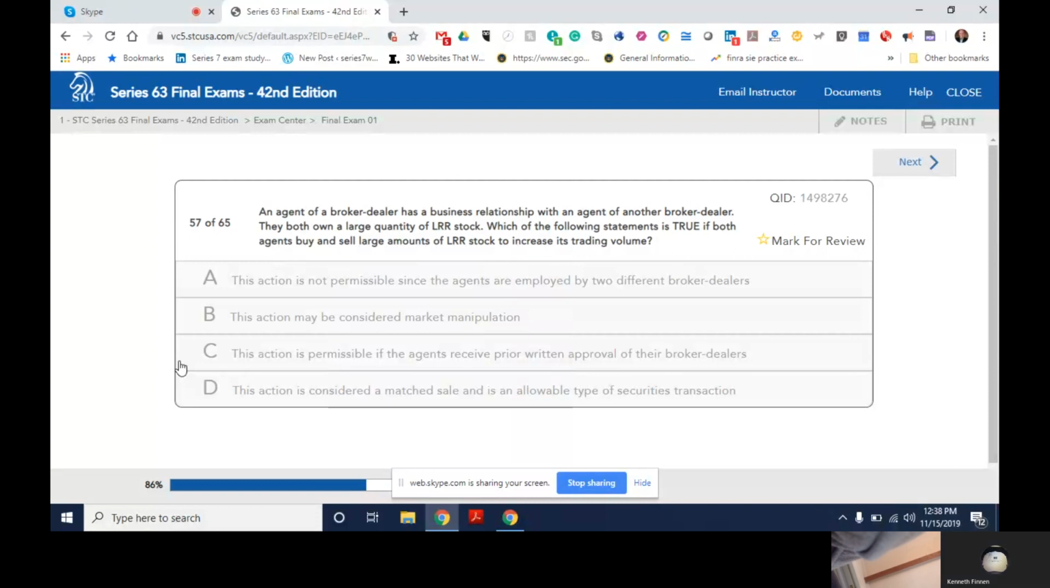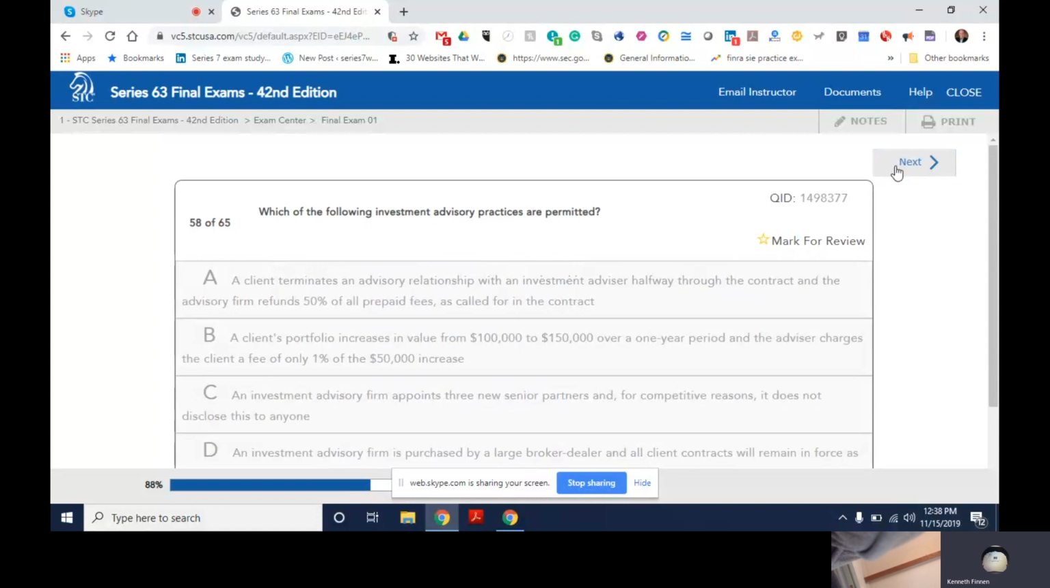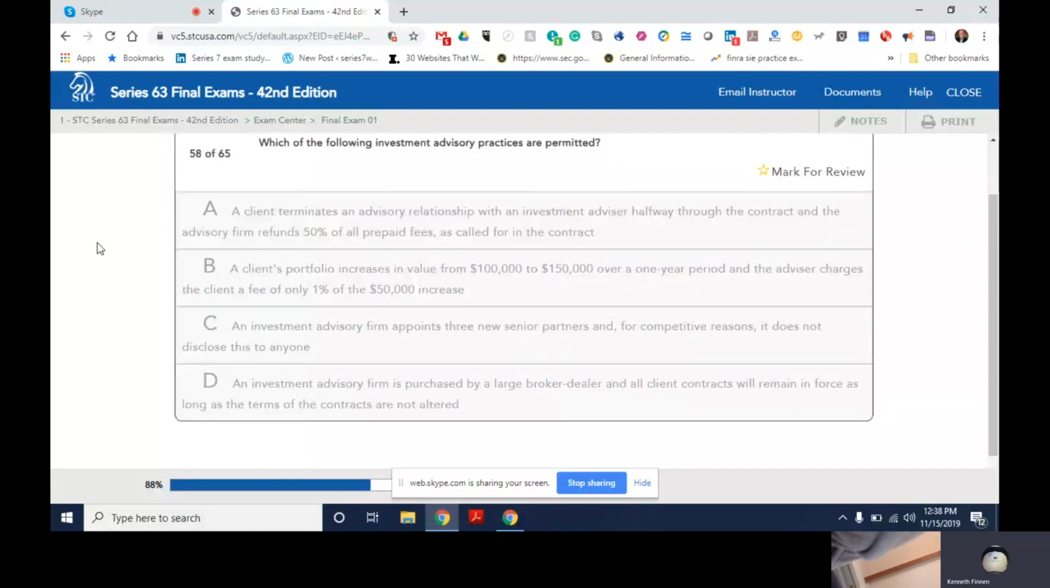So, is that right? It is a match sale, but it's not allowable. So look at that tricky question. So B should be the answer. It's manipulation. Which of the following investment advisory practices are permitted?